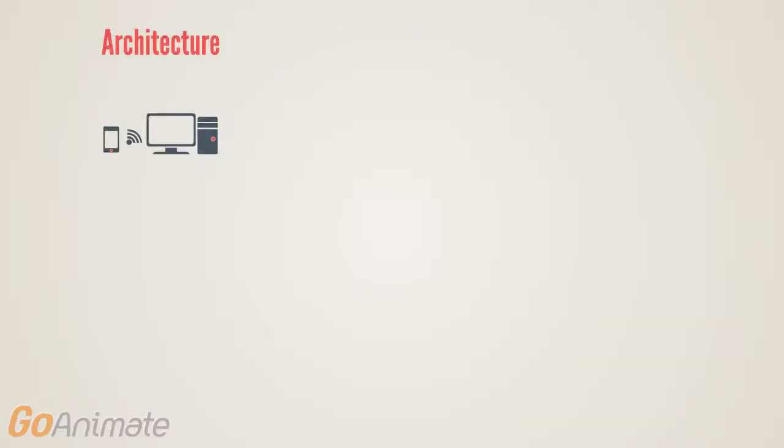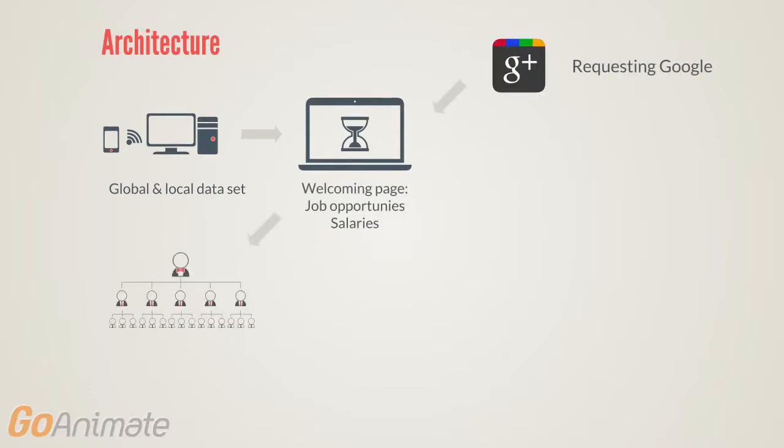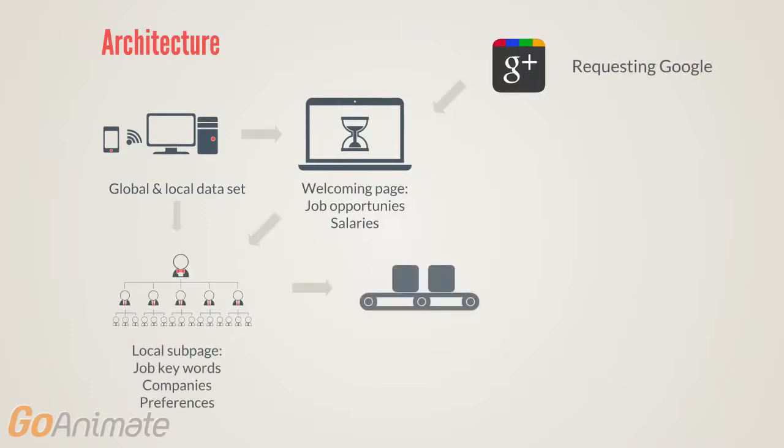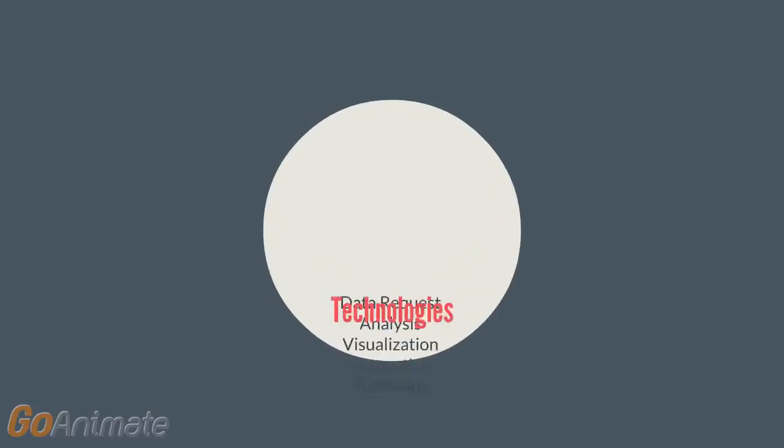This is our architecture. Firstly, we gather data sets and useful information. We use a USA map as welcoming page, which shows job opportunities and salaries of popular jobs requested from Google in different cities. Next, in our site pages, keywords of jobs and popular companies are shown in charts. Then, corresponding links of application web pages are set for companies. The users can start their job journey here.